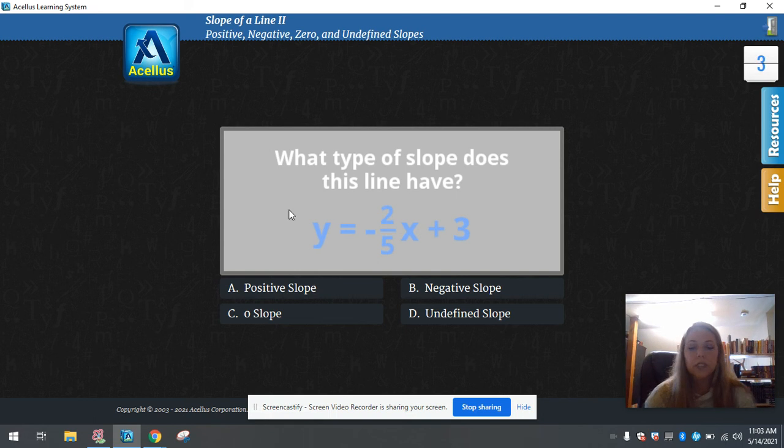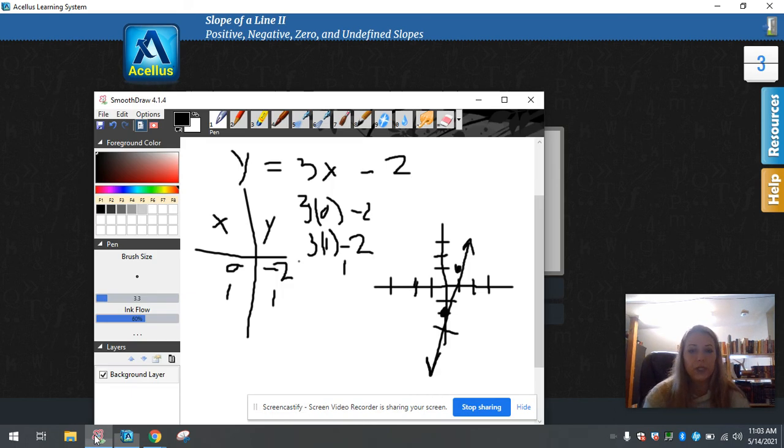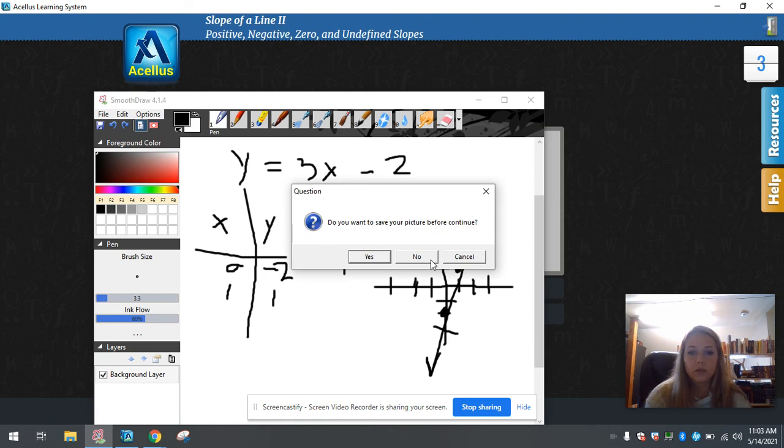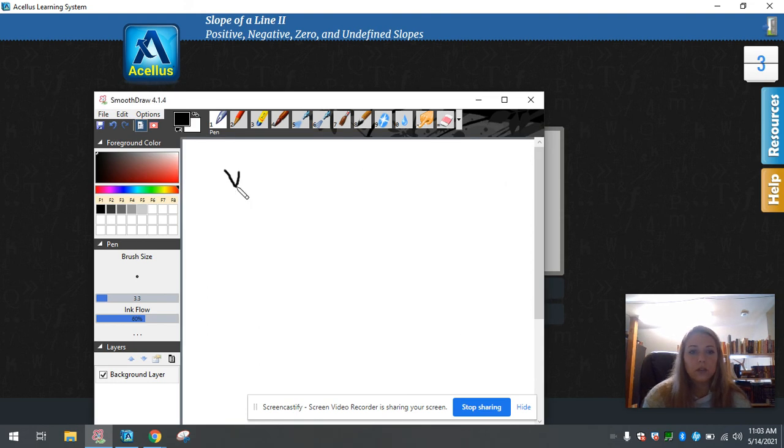What type of slope does this line have? Y equals -2/5 times x plus 3. We'll make another graph.